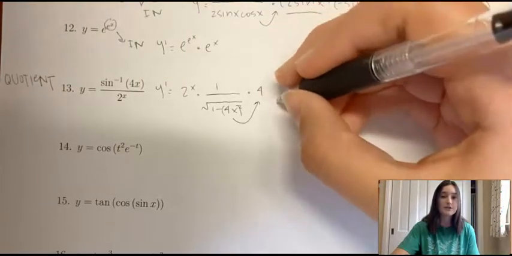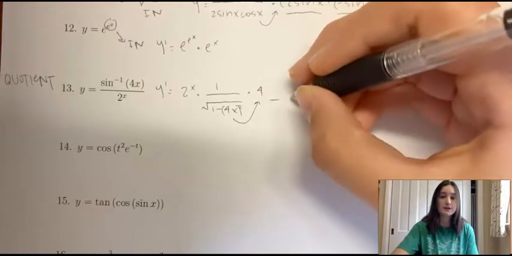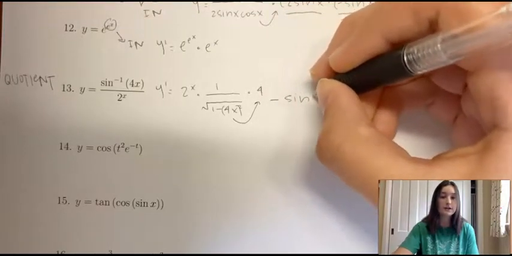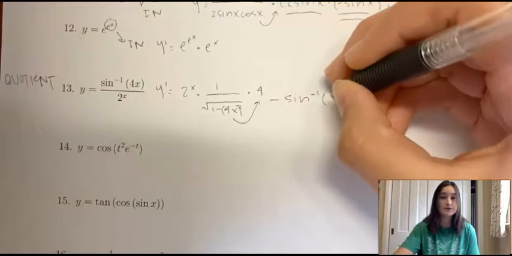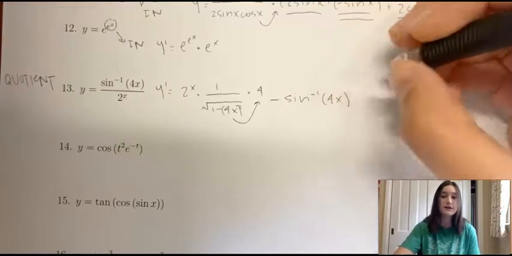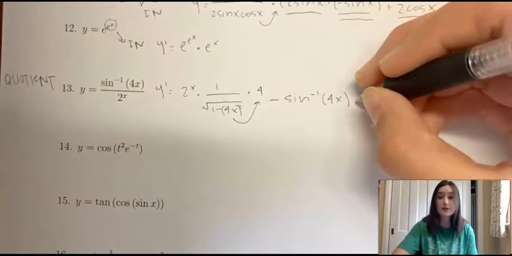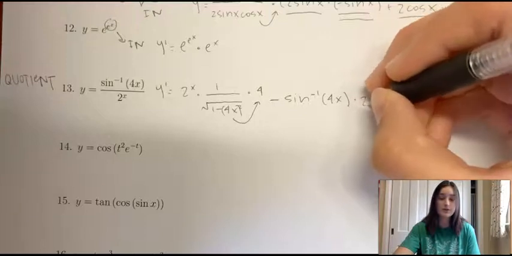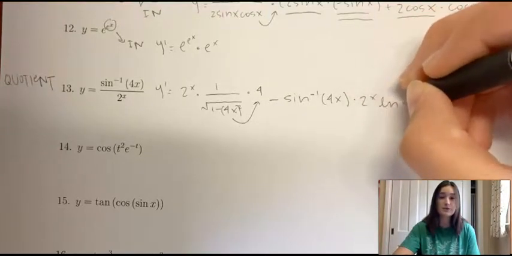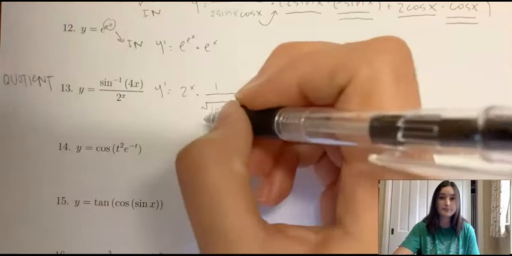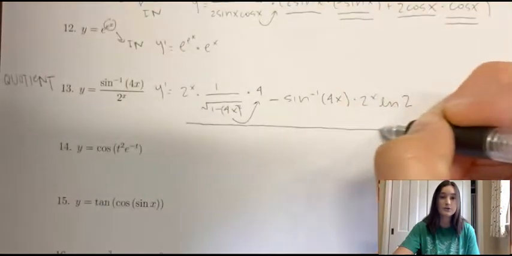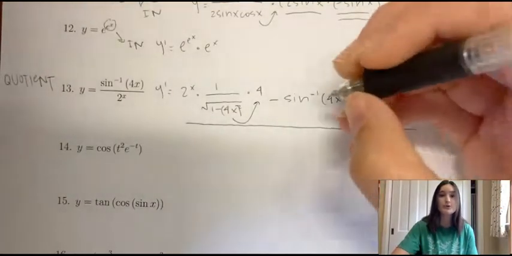And then you need to do minus high d low. So that's going to be sine negative 1 of 4x, or inverse sine of 4x, times, and then this is another kind of tricky derivative that you've got to remember. If you have a number to the x, then that's going to be that number to the x times ln of the number. So in this case, you've got 2 to the x, so it's going to be 2 to the x ln of 2. And then all of that goes over low low, 2 to the x squared.